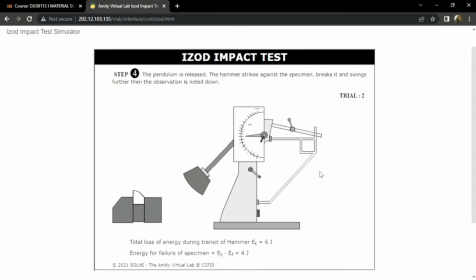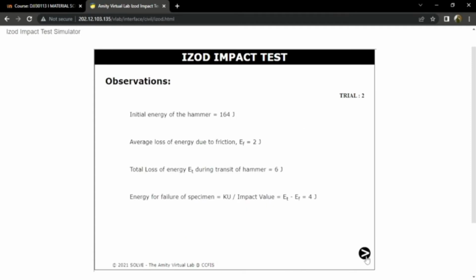So here we will see that the total loss of energy during transit of hammer, ET, is 6 joule, and energy for failure of specimen is ET minus EF equals 4 J. So this is what I just read for trial 2.